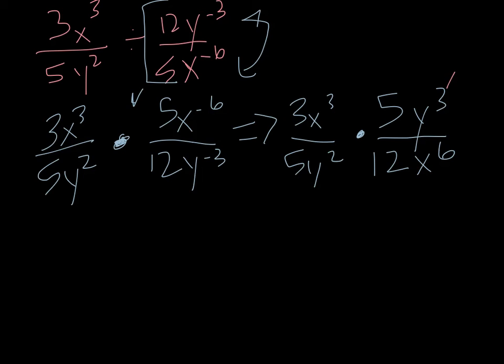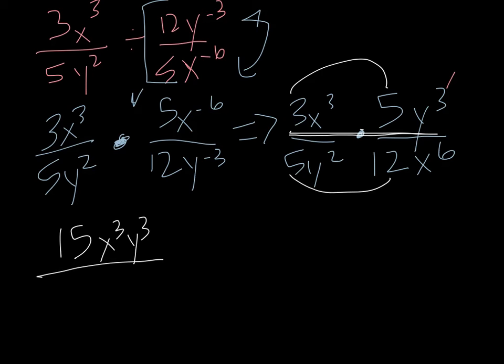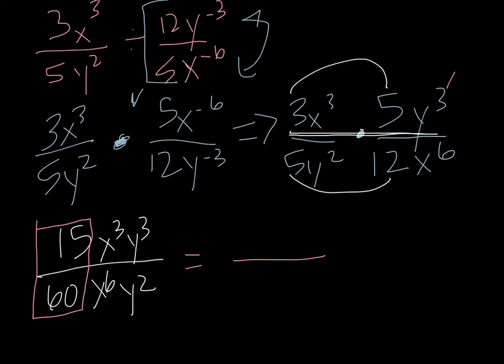Now, because it's multiplying, this is one big fraction bar, so I can multiply these together. I get 15, and then I have x cubed, y cubed, and I can multiply these together and get 60, x to the 6th, y squared. Now I have to simplify these. I simplify this fraction, 15 over 60. There are 1, 2, 3, 4 15s in 60, so that's 1/4.